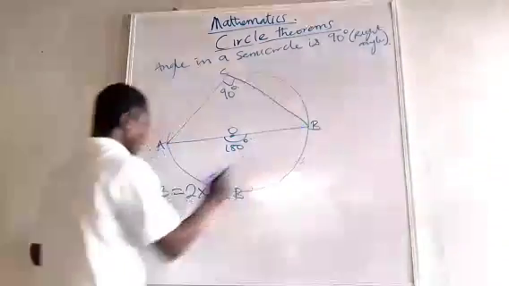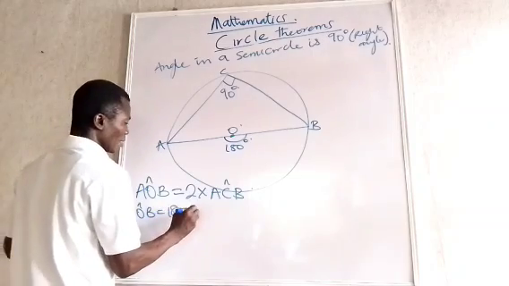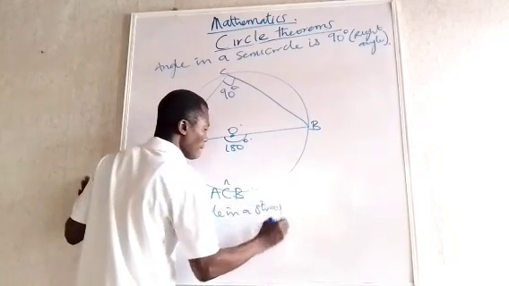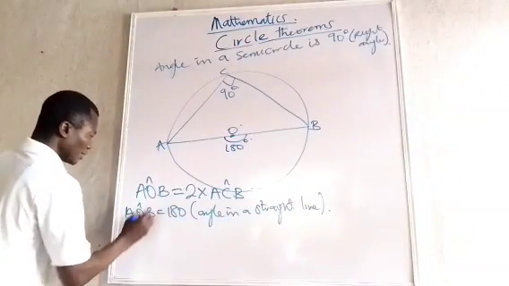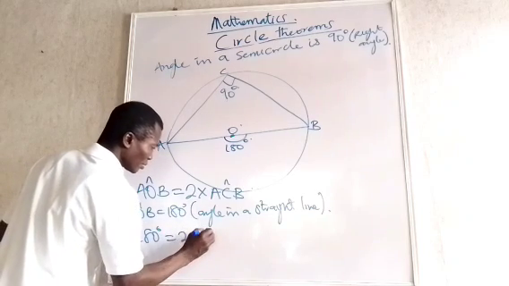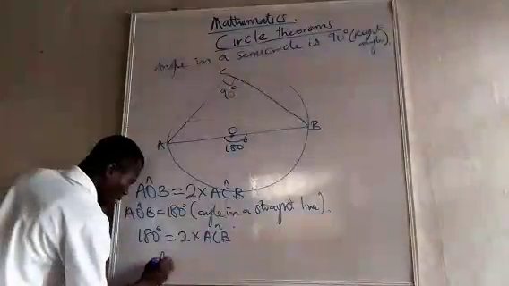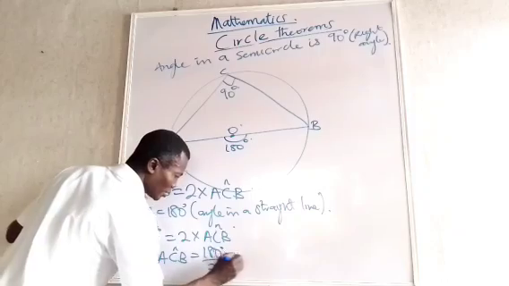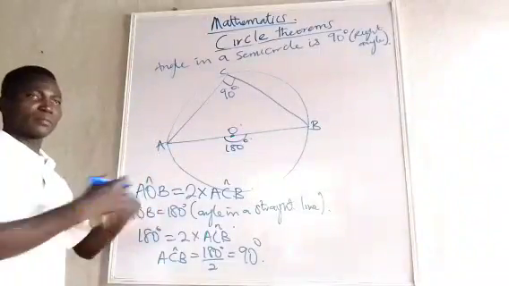And this is an angle in a straight line. AOB is equal to 180. So from this, you can just conclude that 180 is equal to 2 times angle ACB. So ACB is equal to 180 over 2, which is 90 degrees. So you can see everything will be coming out from the other theorem.